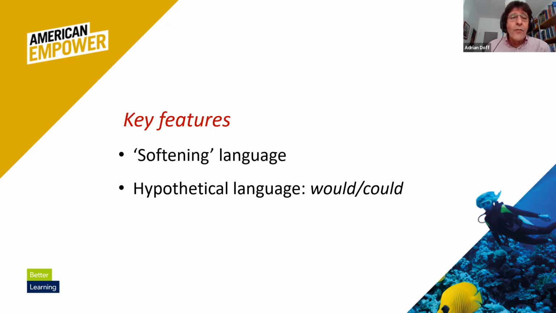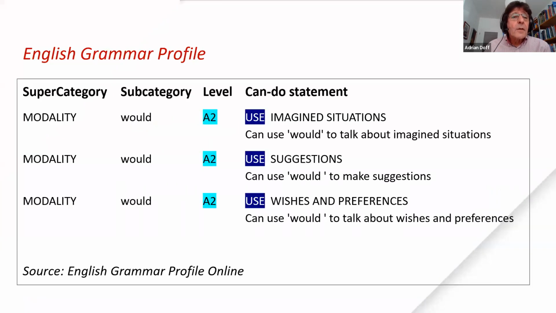Another indicator of this, which I think tells us something, is from the English Grammar Profile. Maybe you're familiar with this. If you're not, I can strongly recommend it as a very useful resource for teachers. You can have free access to it. Just Google English Grammar Profile online, and you'll get to it. There is also a vocabulary profile, which focuses on vocabulary.